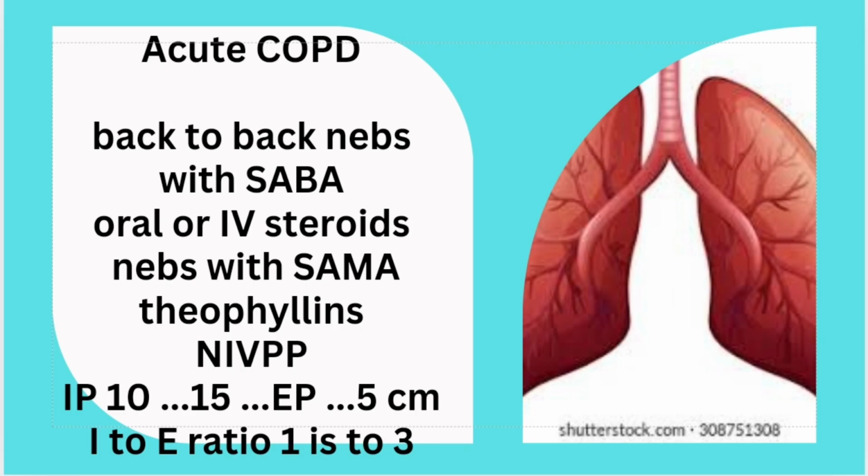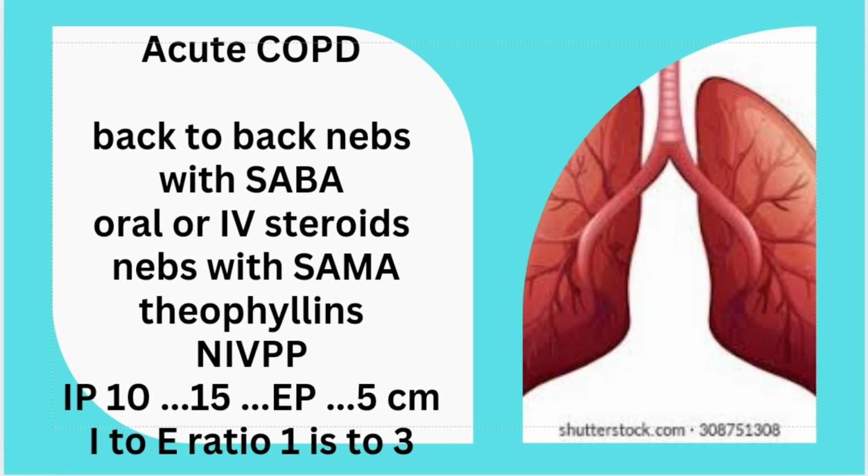As far as an acute exacerbation of COPD is concerned, we give back-to-back nebulization with SABA, and in step 2 we can give oral steroid if the patient is stable enough, in a dose of 40 to 50 milligrams OD, or we can give IV steroids. Then in step 3 we can add short-acting antimuscarinic agents. If the patient is still not improving, we can add IV theophylline, and as a last resort we can give the patient non-invasive positive pressure ventilation.